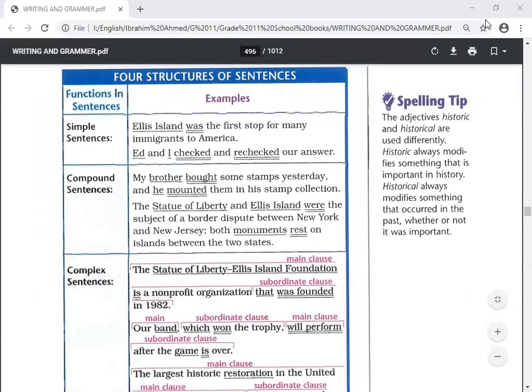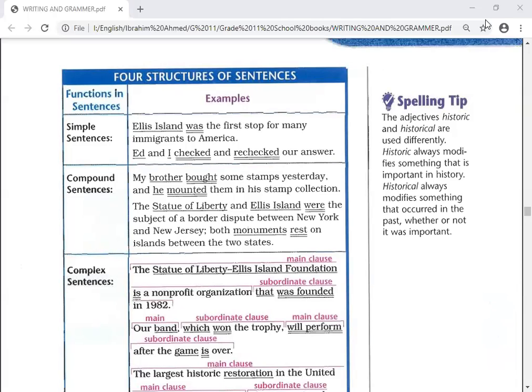Simple sentences, like: Ellis Island, this is the subject, was the first stop for many immigrants to America. Here we have one subject, one verb, and a complete thought or complete meaning. So this is a simple sentence. It's one independent clause, as you can see. Ed and I checked and rechecked our answer. Here we have a compound subject and a compound verb in the same simple sentence.